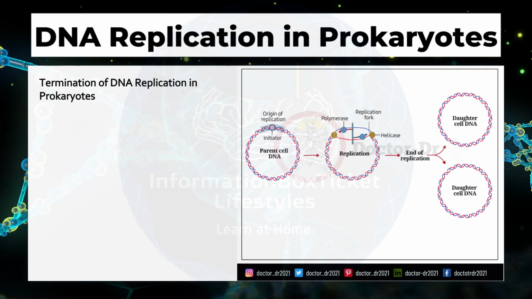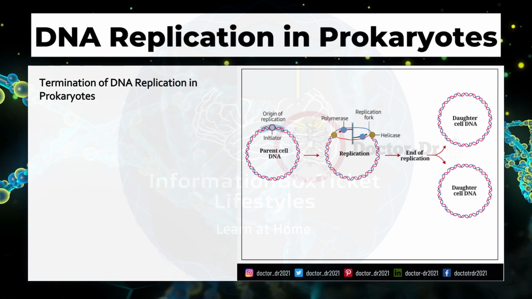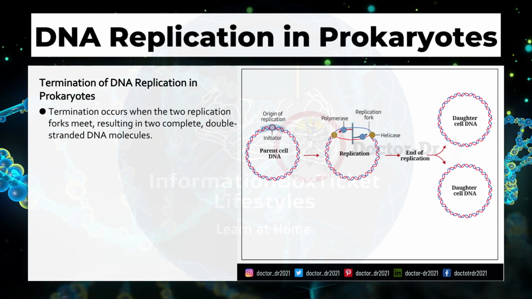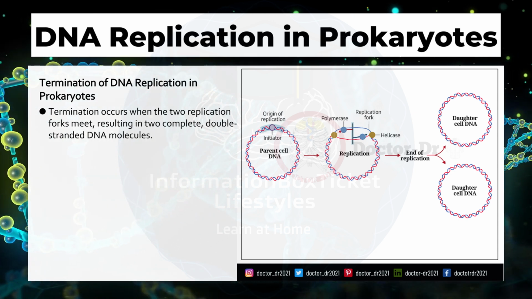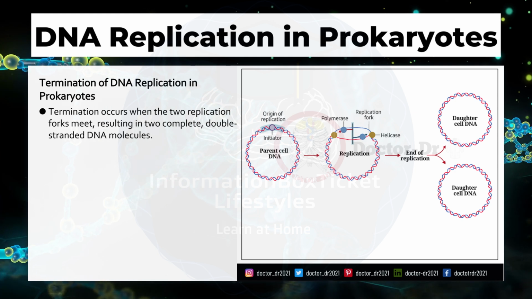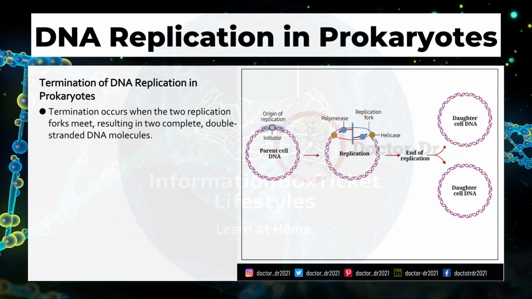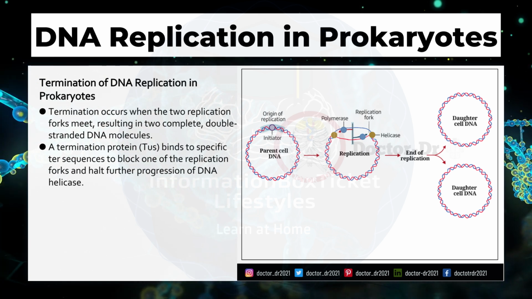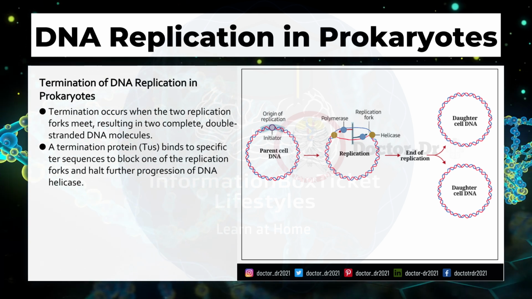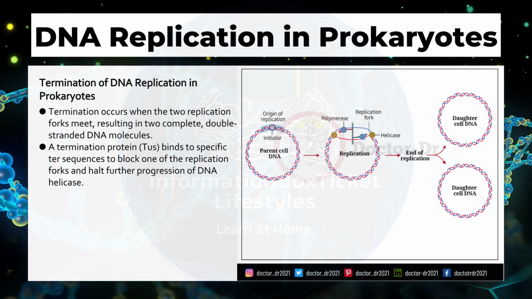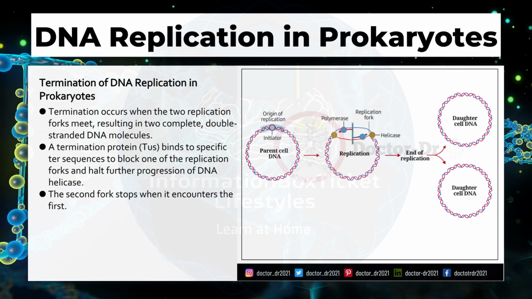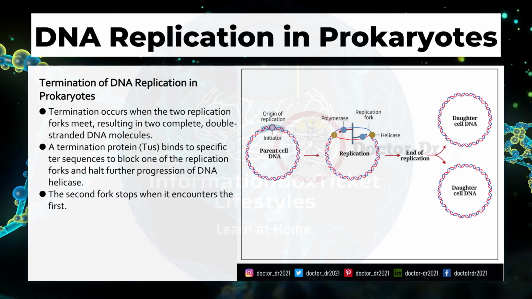Third, termination of DNA replication in prokaryotes. Termination occurs when the 2 replication forks meet, resulting in 2 complete double-stranded DNA molecules. A termination protein binds to specific Ter sequences to block one of the replication forks and halt further progression of DNA helicase. The second fork stops when it encounters the first.